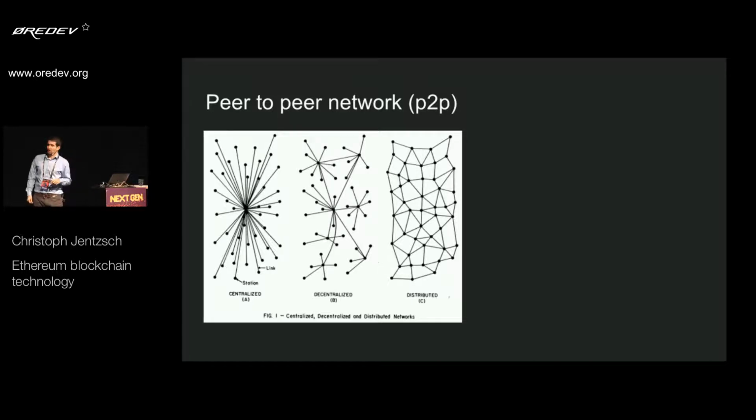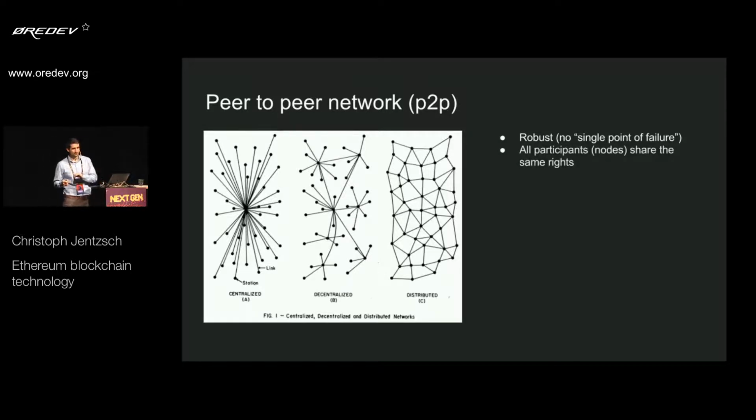But what we are looking into is a completely distributed network where there is no client-server model at all, where every node has the same rights as the other node. You cannot even differentiate between the two of them. That's what we understand by a peer-to-peer network. And this is, first of all, extremely robust, since there is no single point of failure. To shut down the network, you would have to shut down every single node.